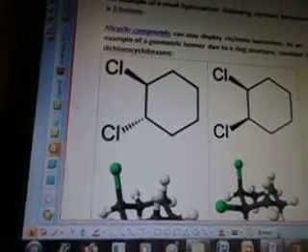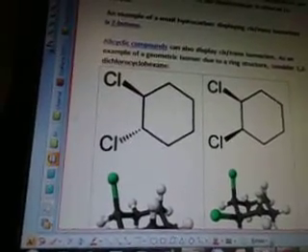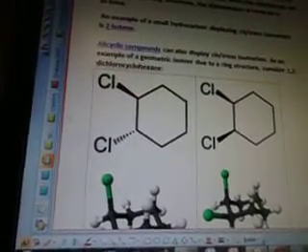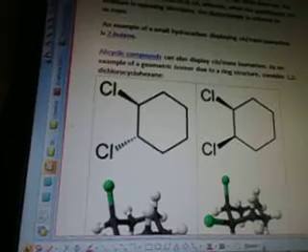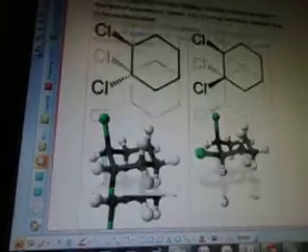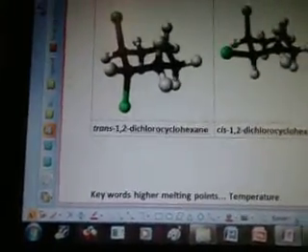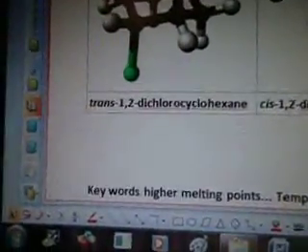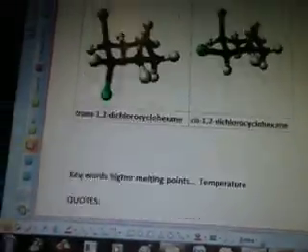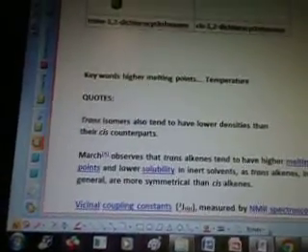As an example of a geometric isomer due to a ring structure, consider 1,2-dichlorocyclohexene. So that's what it looks like. And there's the big words to go with it. Okay. So the keywords are higher melting points and temperature from the next quote from Wiki, okay?